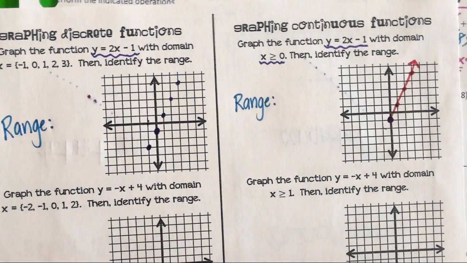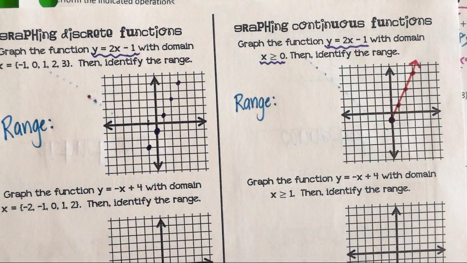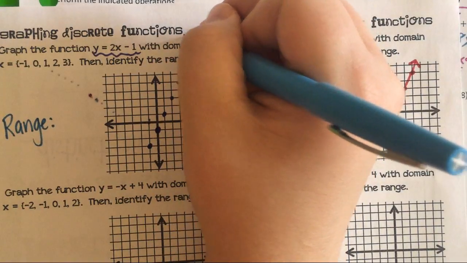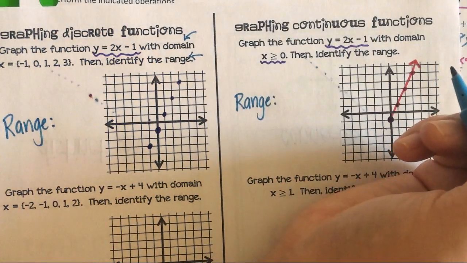Okay, so it says we have to identify the range on either of these graphs. Do you remember what the word range means? Is it like negative infinity? There were infinities involved sometimes, but domain was for a certain thing and range was for a certain other thing.